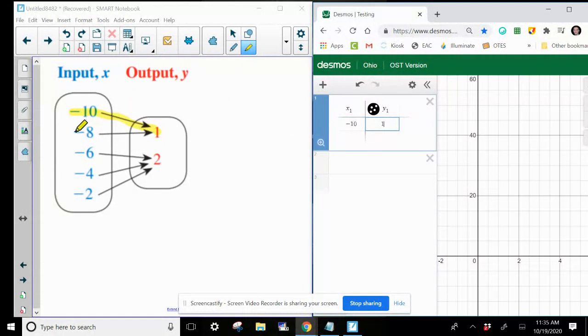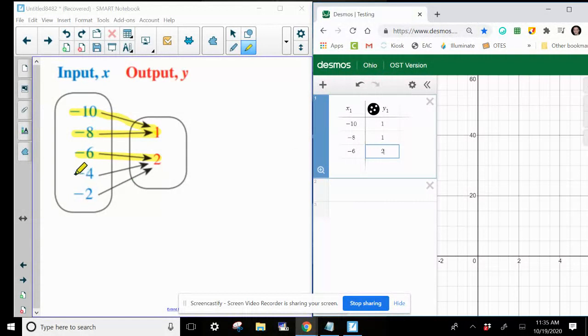My next ordered pair is going to be -8, and it is also going over to 1. So I got -8 going over and y being 1. Then I have -6, and it is moving over. The output is 2, so -6 and 2.